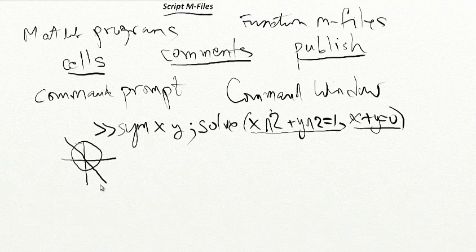Of course, those two curves intersect in 2 points. There's one, there's the other, and if you'd like the coordinates of those 2 points, just type in these instructions to MATLAB. Here's a second example.